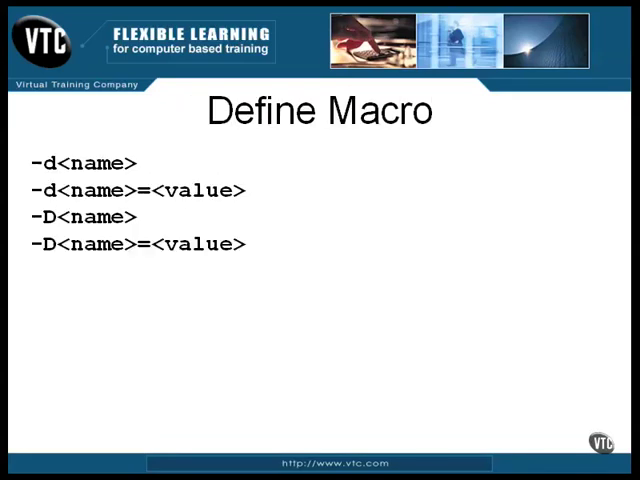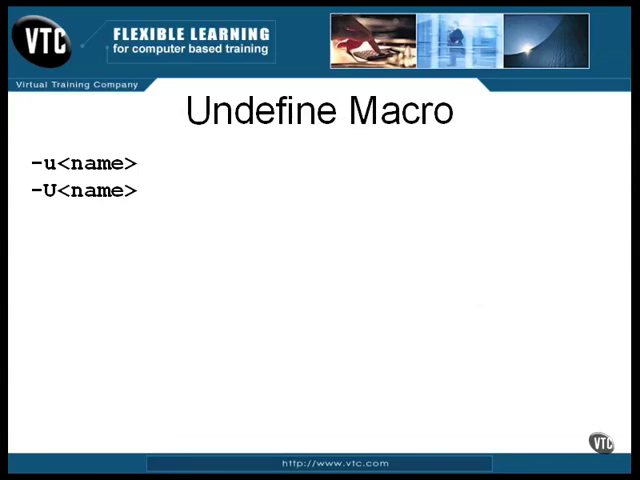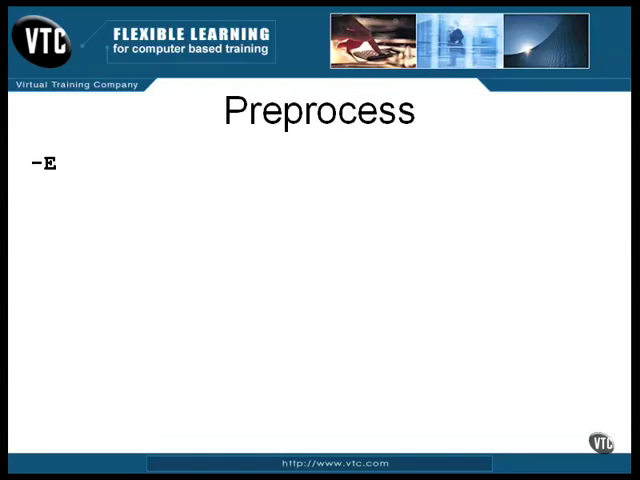The D option, upper or lower case, can be used to define a name just as you do with a define directive, and optionally assign it a value. The U option, upper or lower case, will remove a definition made earlier on the command line by a P or D. The uppercase E directs the assembler to run the preprocessor, but not the assembler. The output goes to standard out unless the O option is used to specify an output file.